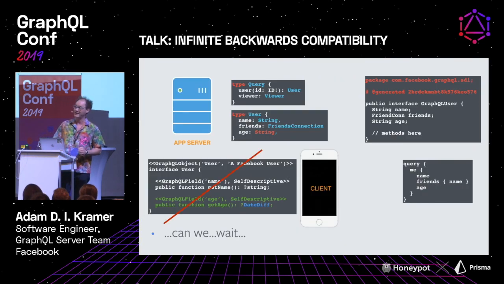Take a look at that query there. It has age as a leaf. We can't change a string into an object. That would absolutely never fly. It'd just end up null. What's that going to do?